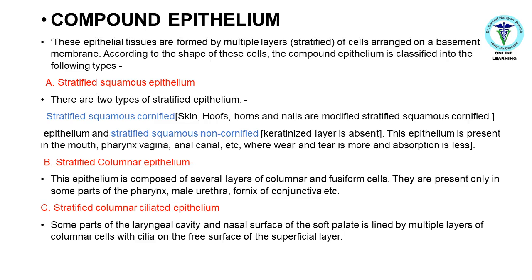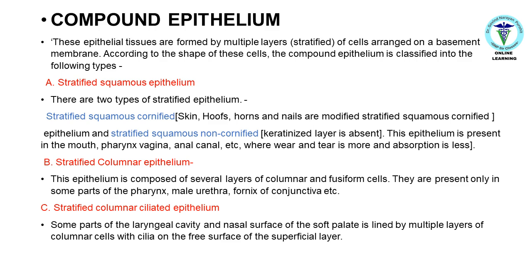Compound epithelium. These epithelial tissues are formed by multiple layers, stratified, of cells arranged on a basement membrane. According to the shape of these cells, the compound epithelium is classified into the following types. A. Stratified squamous epithelium. There are 2 types of stratified epithelium. Stratified squamous cornified: skin, hoofs, horns and nails are modified stratified squamous cornified epithelium. And stratified squamous non-cornified, where the keratinized layer is absent. This epithelium is present in the mouth, pharynx, vagina, anal canal, etc., where wear and tear is more and absorption is less.